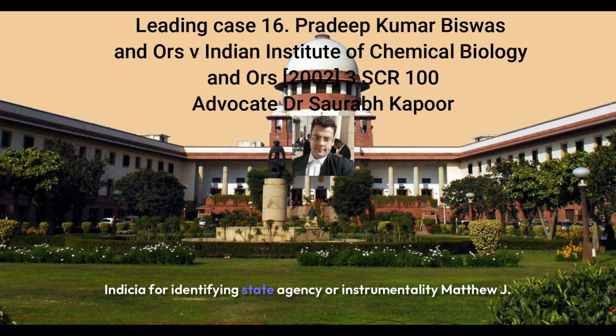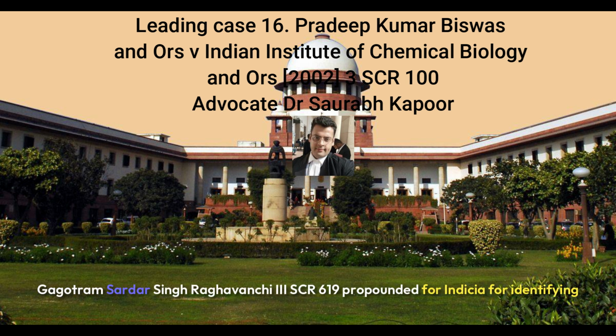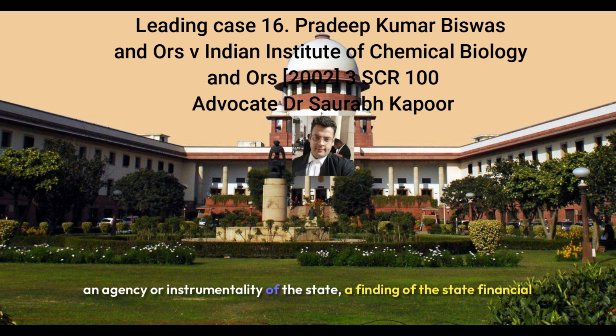Indicia for identifying state agency or instrumentality. Mathew J. in his concurring judgment in Sukhdev Singh v. Bhagatram Sardar Singh Raghuvanshi, 3 SCR 619, propounded 4 indicia for identifying an agency or instrumentality of the state. A finding of the state financial support plus an unusual degree of control over the management and policies might lead one to characterize an operation as state action.